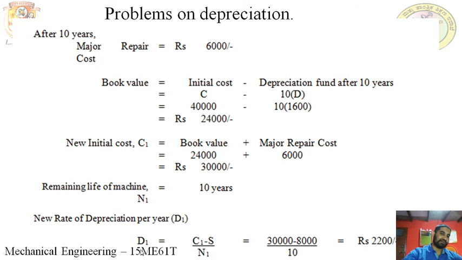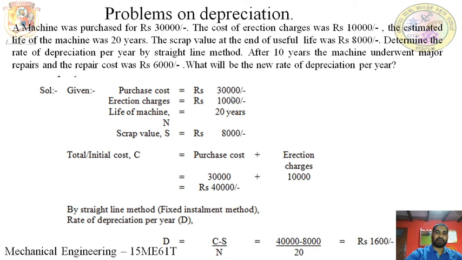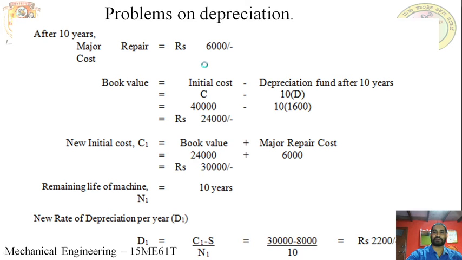You should not add it to this 40,000. Why? Because it is during the initial period. Now its value decreases after 10 years. Its value is not the same 40,000. Its value decreases. How much does it decrease? What is the fund collected there? That you have to deduct. That will become the value of the machine now.